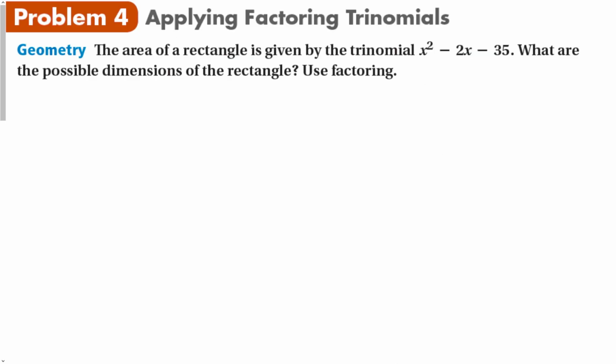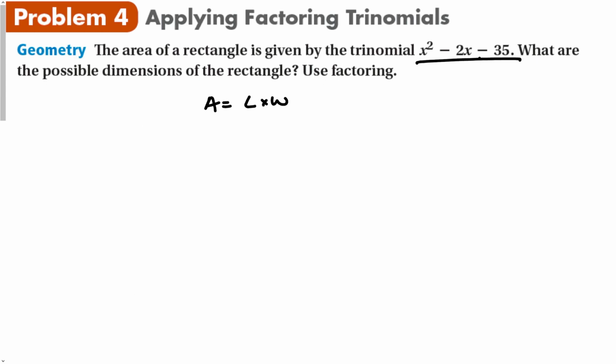All right, so we can put these into word problems. It doesn't change our strategy at all. Area of a rectangle is given by the trinomial x squared minus 2x plus 35. What are the possible dimensions of the rectangle? Use factoring. Well, to find the area of the rectangle, area is going to be equal to the length times the width. Okay, so I want two binomials that multiply together to give you this trinomial.